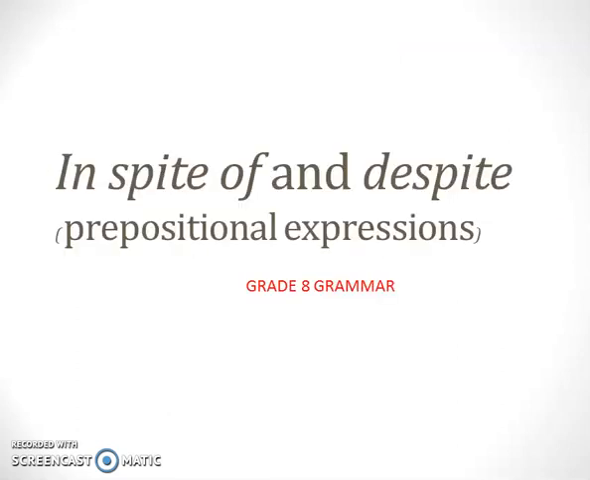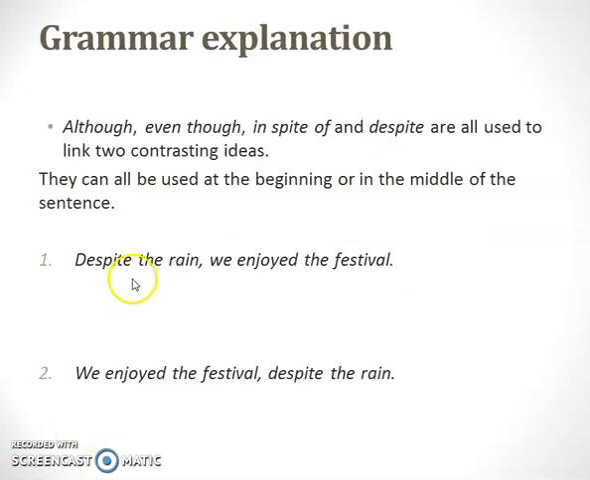Now again we will have a quick review of in spite of and despite. They are called prepositional expressions and they are used to join two contrasting ideas, two opposite ideas in a sentence. Both have a similar meaning. The only difference between them is the use of. To show a contrast in a sentence, we can use it at the start of the sentence, or we can use it in the center of the sentence also.